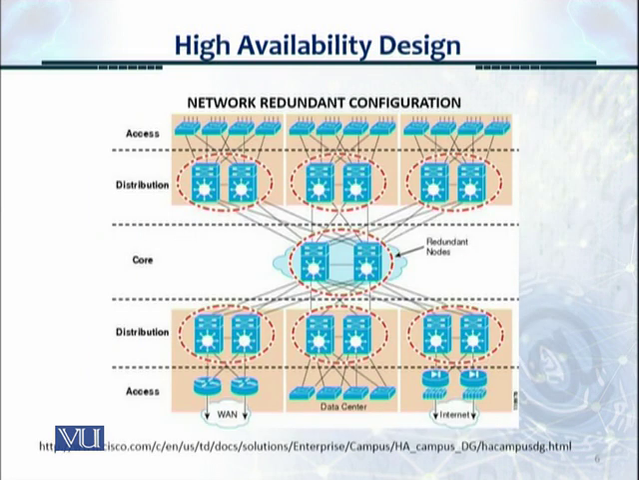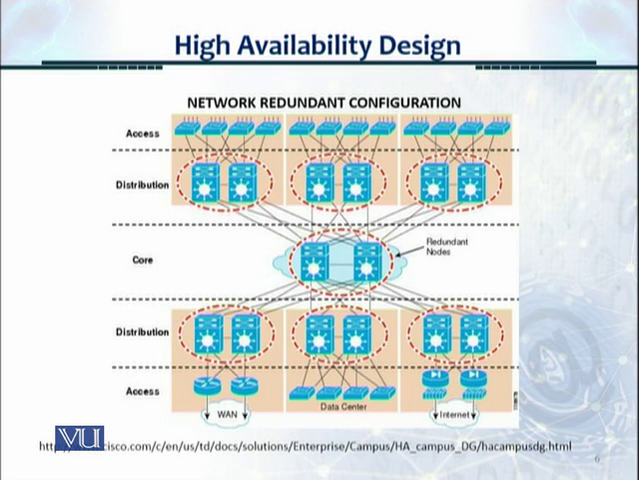Now, this is high availability design for the network. Here we see that in the access layer, there are access devices which are dual homed, or connected to a pair of distribution switches. Then you have the core devices, which are also two in number.